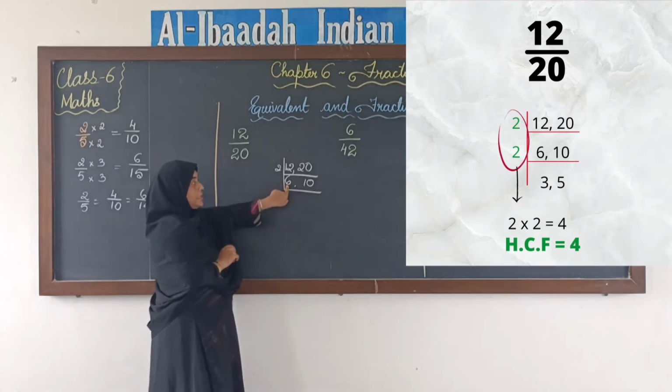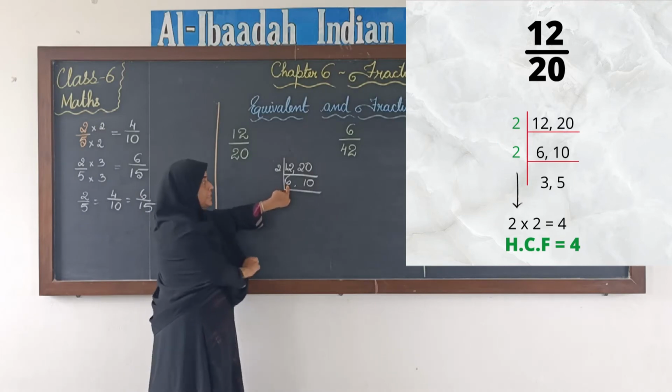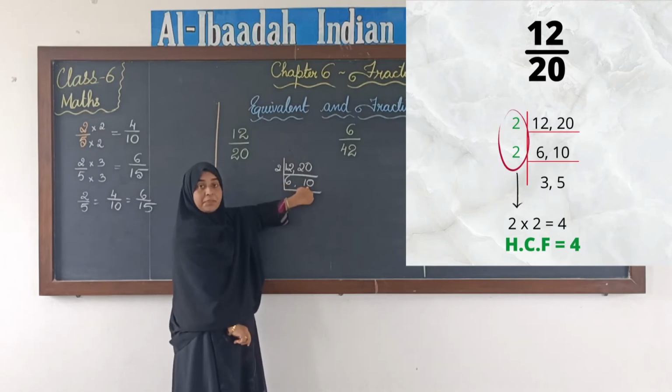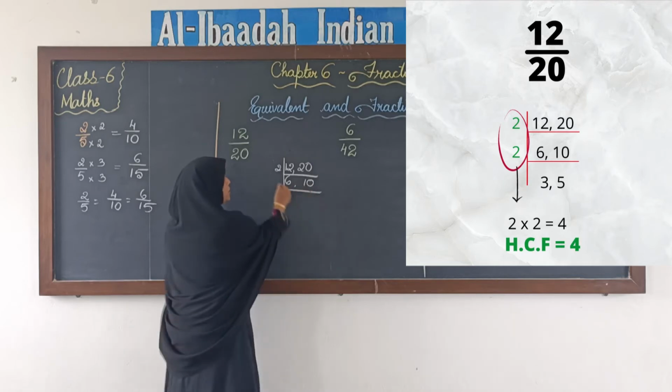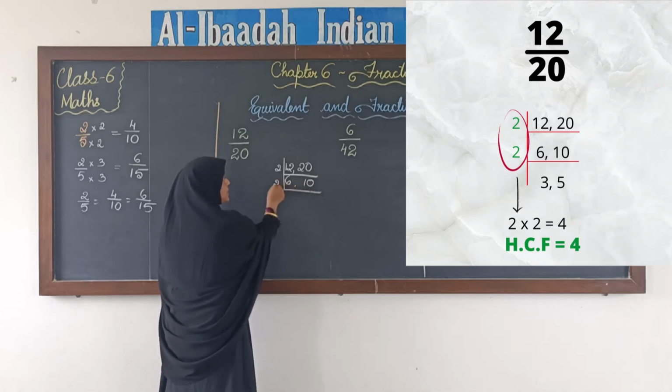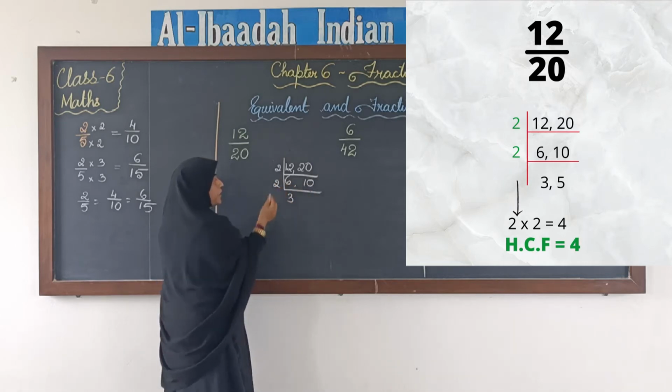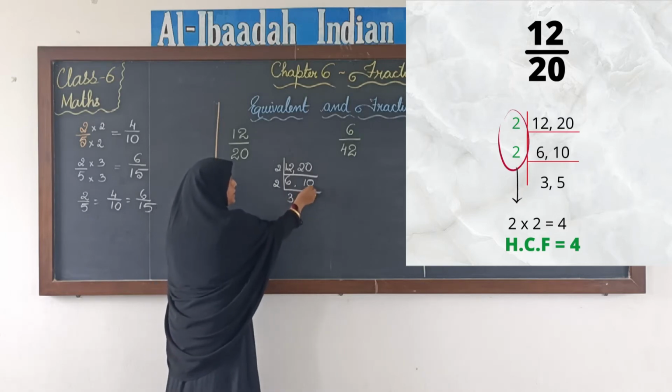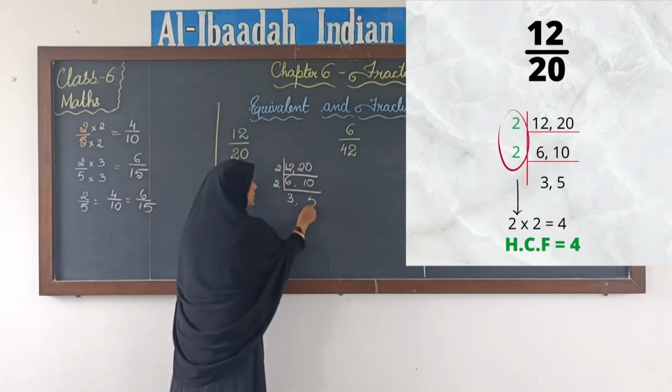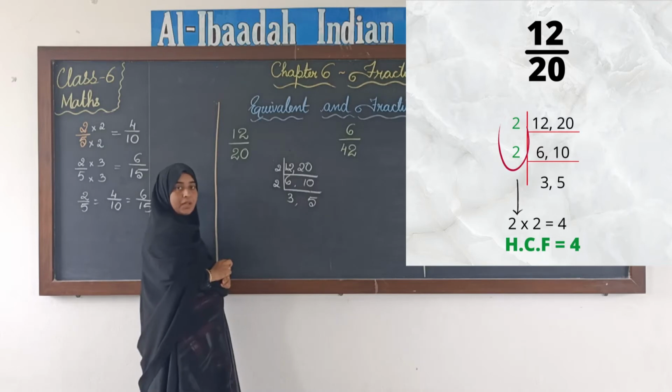6 is again an even number, so 2 will divide 6, and 10 also will be divisible by 2. Okay. So, 6 divided by 2, the answer we get is 3, and when we divide 10 by 2 we get the answer as 5.